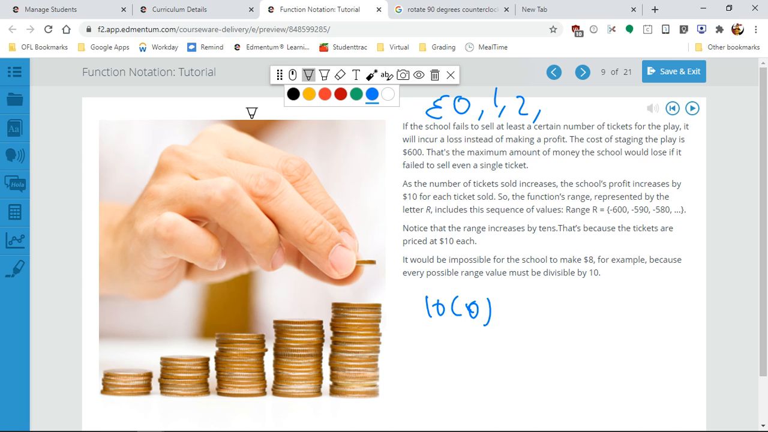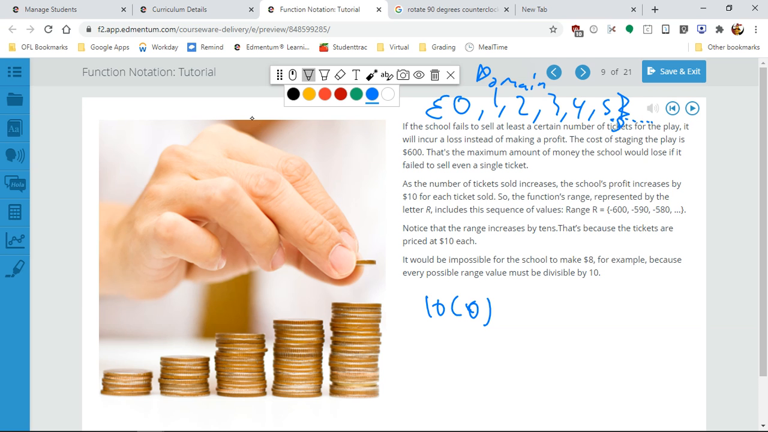Zero, one, two, three, four. It's all integers, right? You can't have half of a ticket. Sammy can't be like, I want to buy the ticket, but I only want half. We have to buy an entire ticket. So this is our domain. These are all the inputs that can happen.